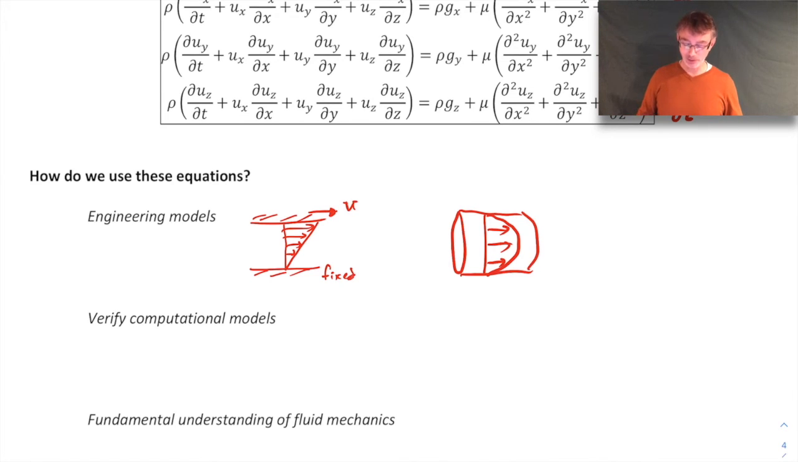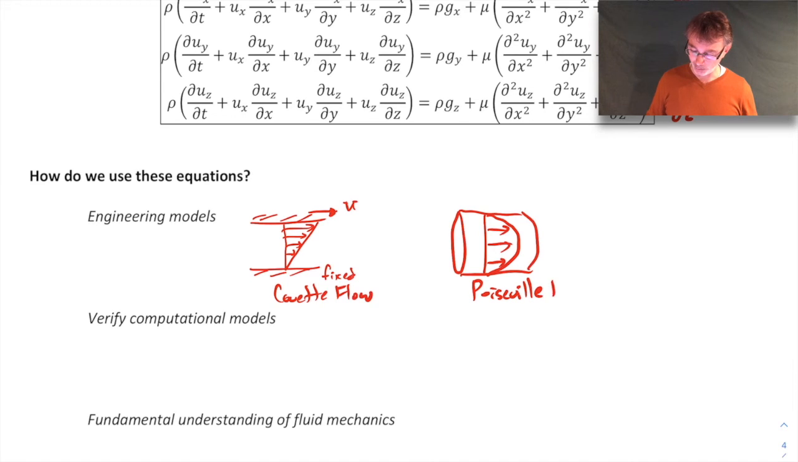So it's specifically the two most common would be this Couette flow, and this is known as a Poiseuille flow. Let me write that out, Couette flow. And this one we'll come back to, Poiseuille flow, when we talk about pipe flows. So that's one way, and a very common way, to use the Navier-Stokes equations. Very, very common. Another way that we use it is to verify computational models.